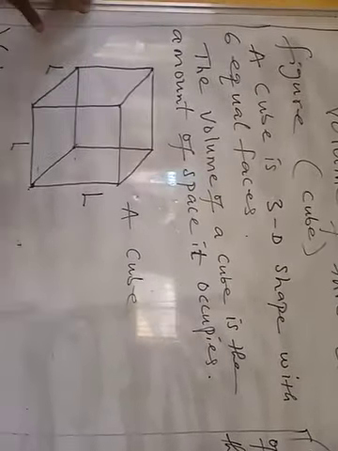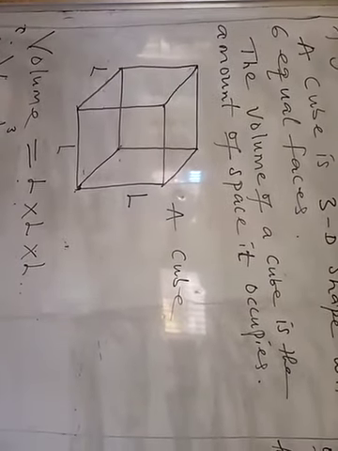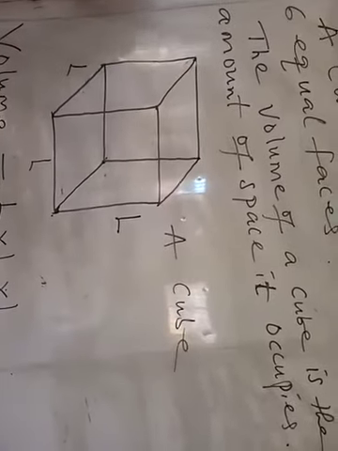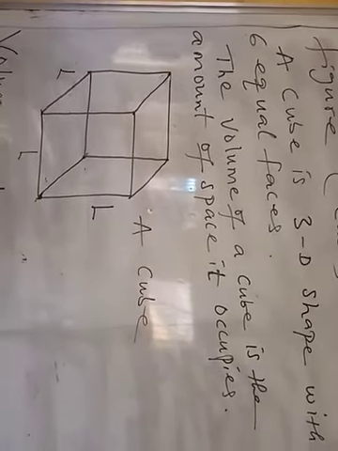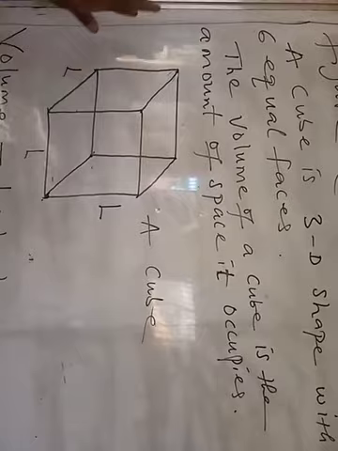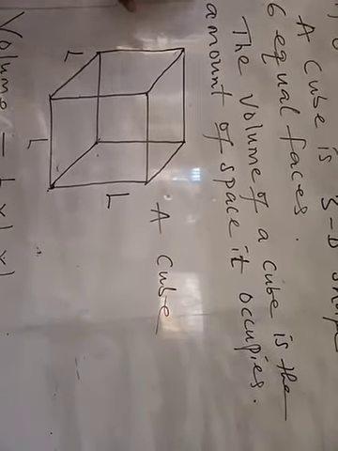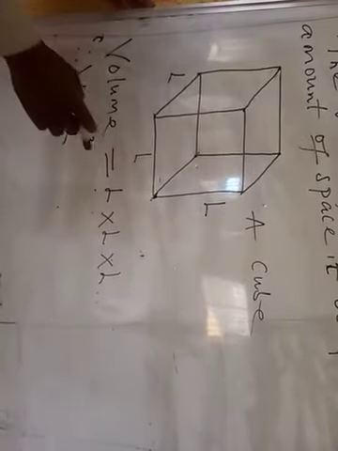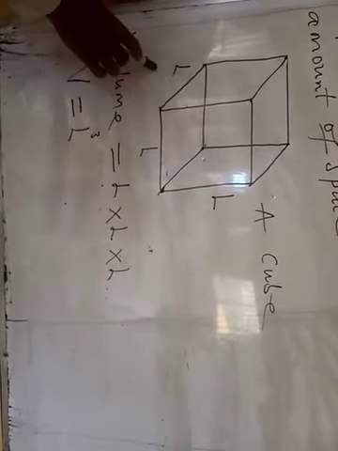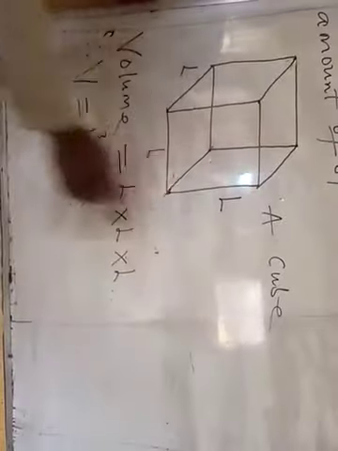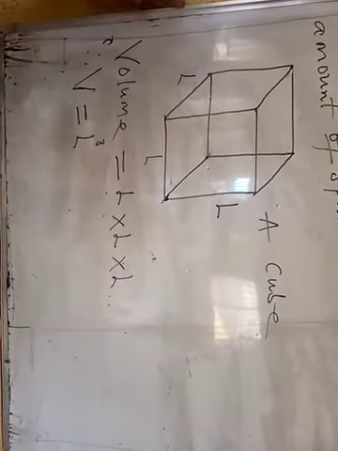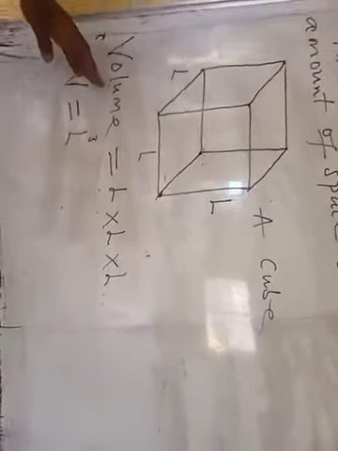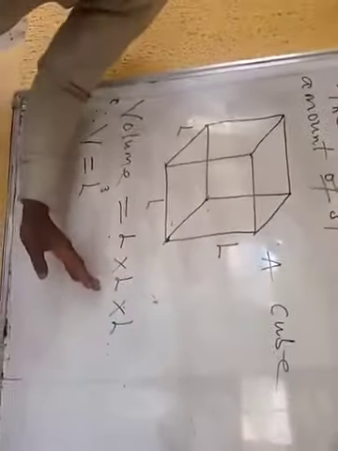As you all know, this is the shape of a cube. As I said earlier, a cube is a three-dimensional shape that has 6 equal sides. Now, if you are asked to find the volume, since all the sides are equal, all the faces are equal. The volume of a cube is given as length times length times length. In some diagrams it is given as side times side times side. Volume is given as L times L times L.